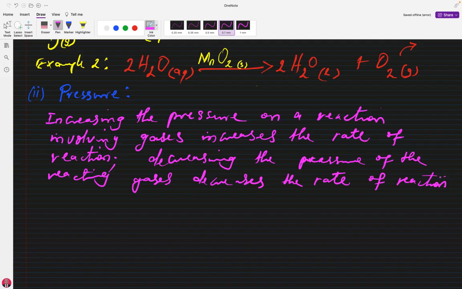Mind you, you should also note that pressure has no effect on reactions involving solids. Pressure only has an effect on gaseous reactions. Let me give an example here.